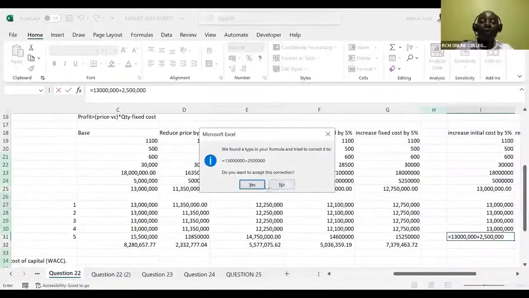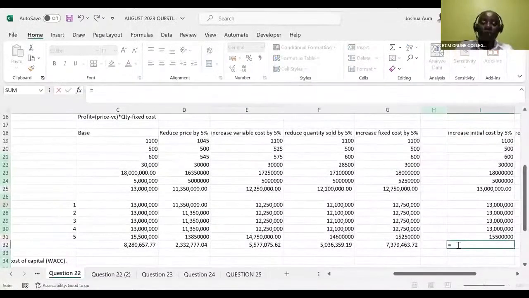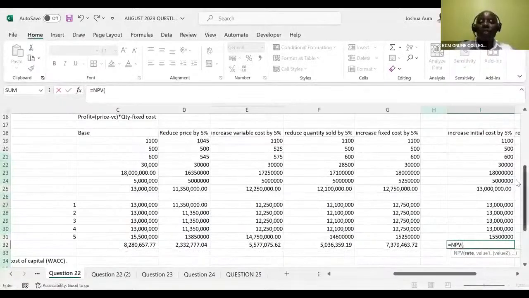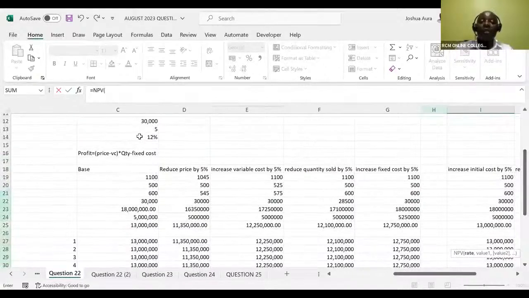So come to the NPV. What do we have here for the NPV, ladies and gentlemen? You'll come and say equals NPV. You take the rate, which is this 12%. It is here. The rate is 12%.